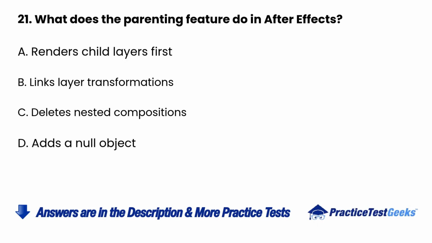21. What does the parenting feature do in After Effects? A. Renders child layers first. B. Links layer transformations. C. Deletes nested compositions. D. Adds a null object.